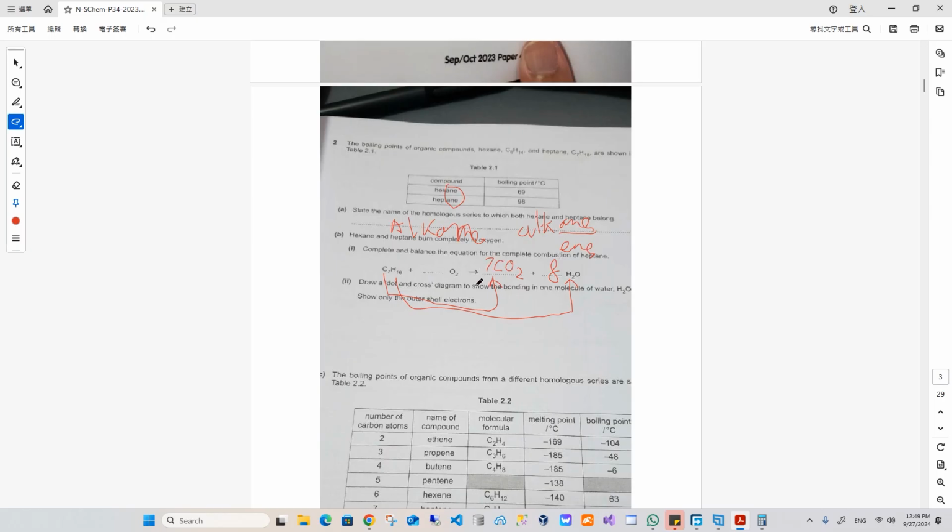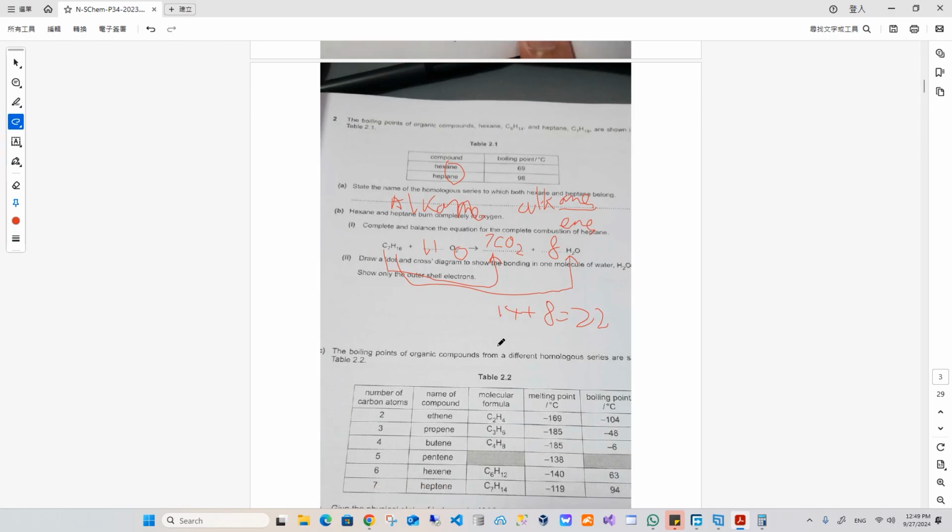But because of this number and this number, my oxygen is affected. So 7 times 2 is 14 oxygens here, and 8 times 1 is 8. So it's 14 plus 8 of oxygen, which is 22. Simple maths. So this is correct, 22. Because of the 2 here, this is 11. So my answer is 11, 7 CO2 here, and 8 here. This is my answer.